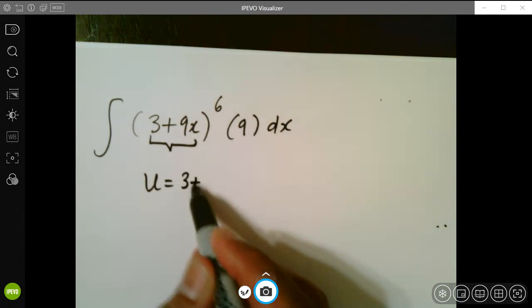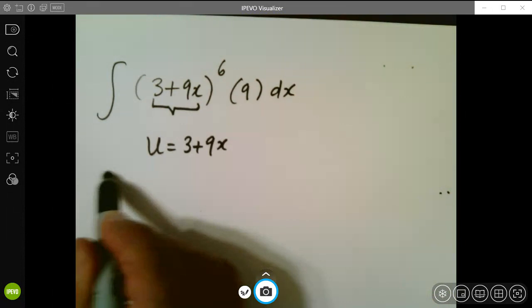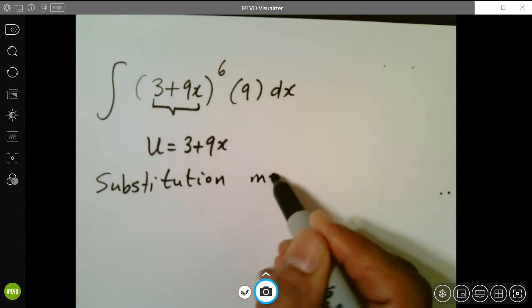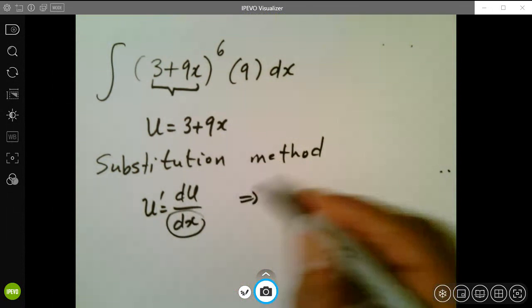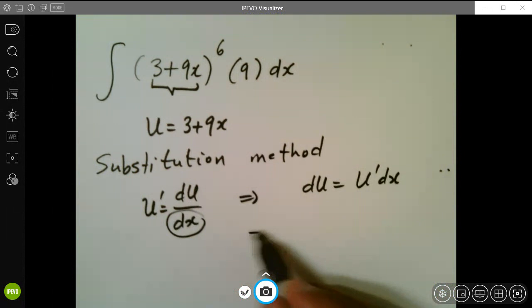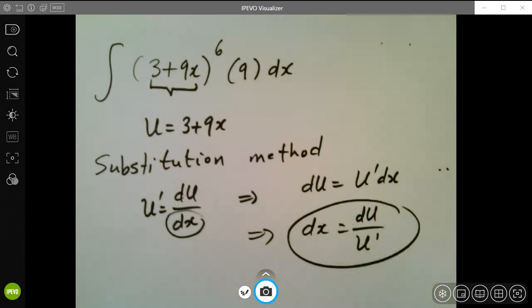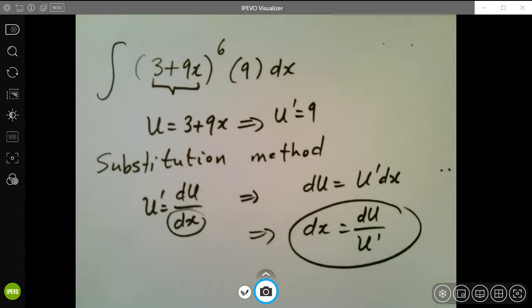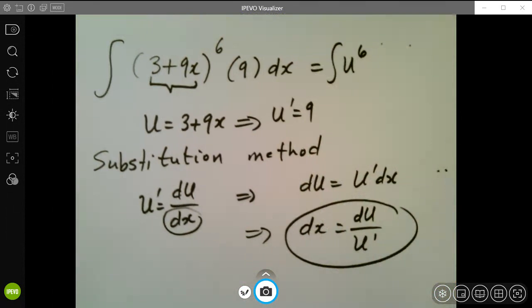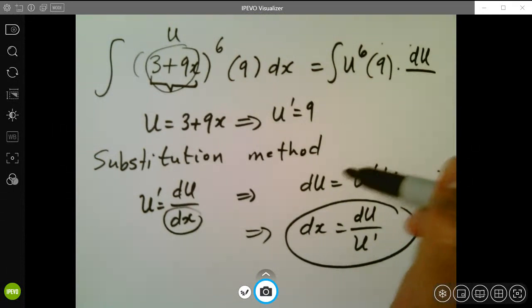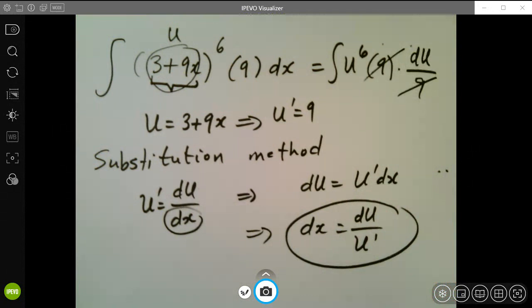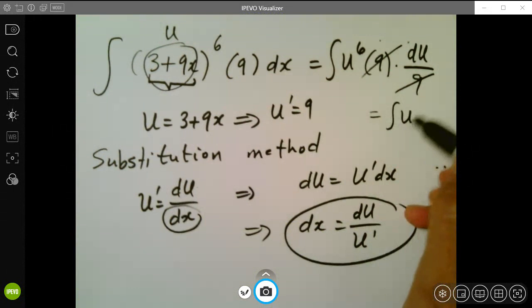Remember, here we use the substitution method. What you have to remember is that du over dx is u prime, really important. So now you have to solve for dx. If you cross multiply, du is u prime dx, that means dx is du over u prime. Remember this one. Now, what is u prime? u prime is 9. So now this becomes the integral of u to the power 6, because this is u, times 9, and dx is du over u prime, which is 9. And look, the magic happened. You cancel 9. So this becomes the integral of u to the 6 du.